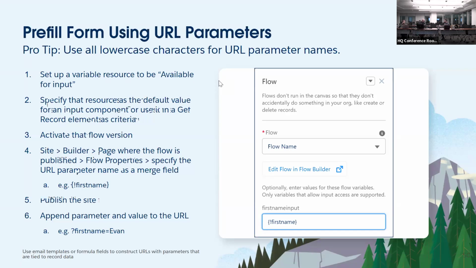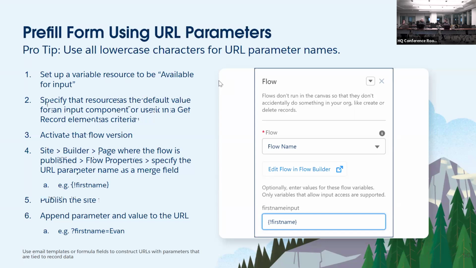Yeah. Okay. And that's your URL parameter, and then any variables you set up in your flow that you mark available for input, when you go to your Experience Cloud site and you're specifying the flow, they're going to show up in the properties. And that's where you want to specify your URL parameter.